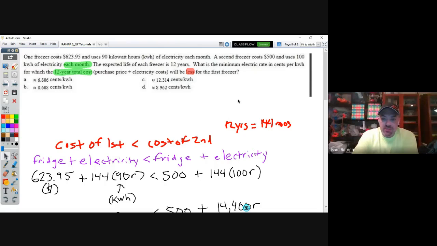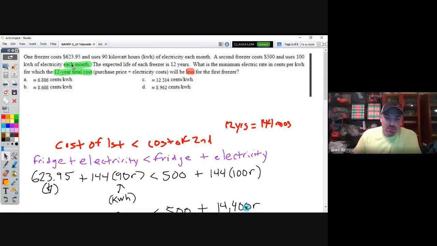What is the minimum electric rate in cents per kilowatt hours for which the 12-year total cost, which is purchase price plus electricity cost, will be less for the first freezer? All right, and then we have answer choices. So math, it's always easier if you think it out in words first. So they want us to determine when the cost of the first freezer is less than the cost of the second. And they're talking about doing this over 12 years.